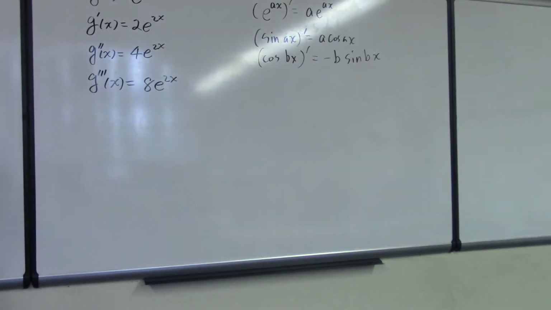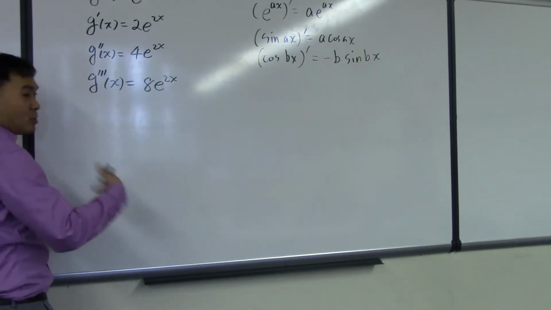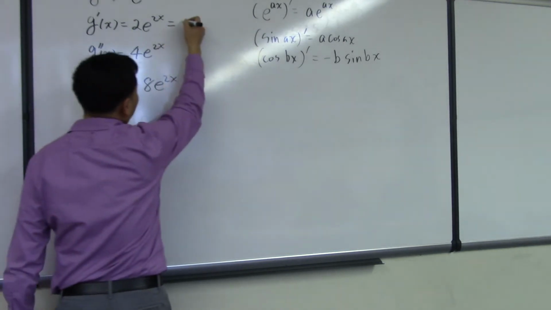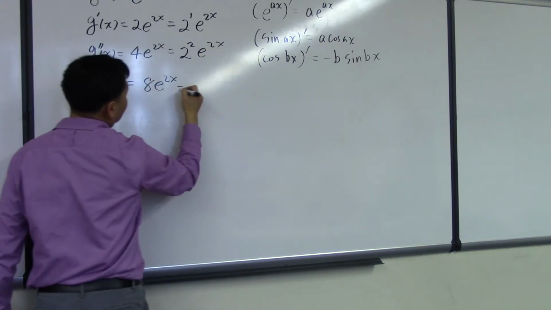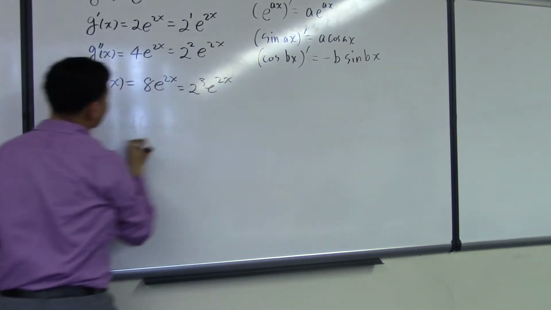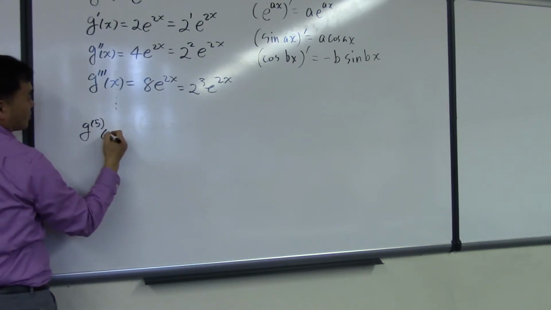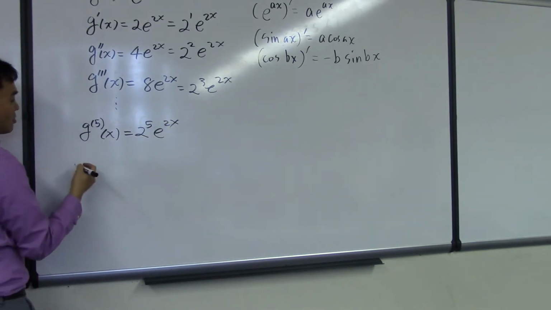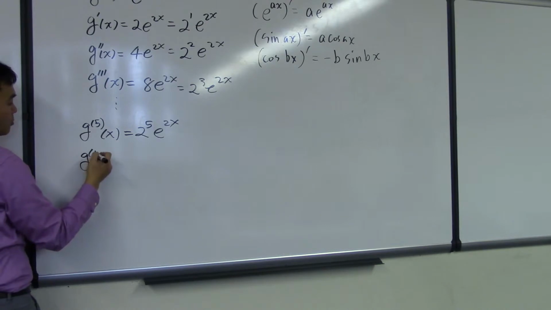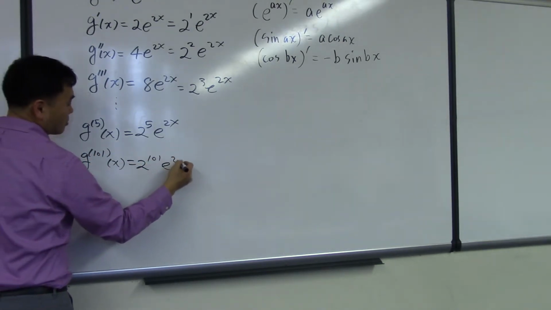Okay, so what do you see? We see that every time you differentiate, you multiply by 2, right? So this is like 2 to the first power e to 2x, 2 to the second power e to 2x, 2 to the third power e to 2x, and therefore the pattern is the fifth derivative is 2 to the fifth power e to 2x, or 32 times e to 2x, and the 101st derivative is 2 to the 101 e to 2x.